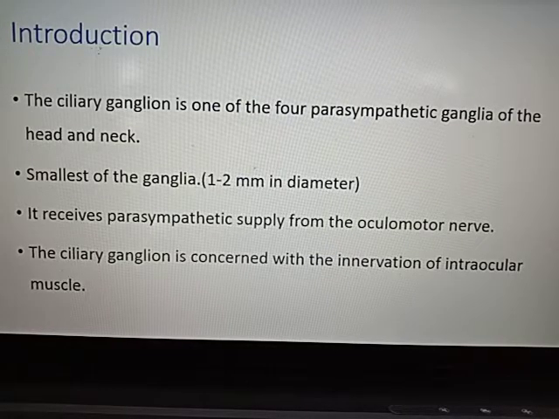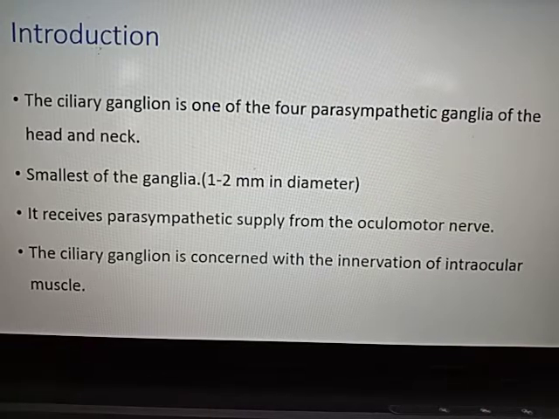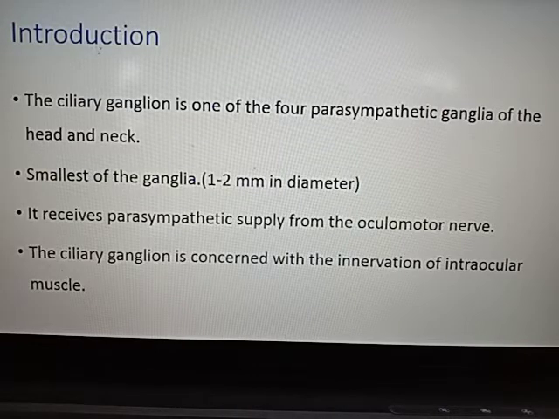It mainly receives the parasympathetic supply from the oculomotor nerve, and the ciliary ganglion is concerned with the innervation of the intraocular muscles. You all know the intraocular muscles. These are the ciliary muscle and the sphincter pupillae.